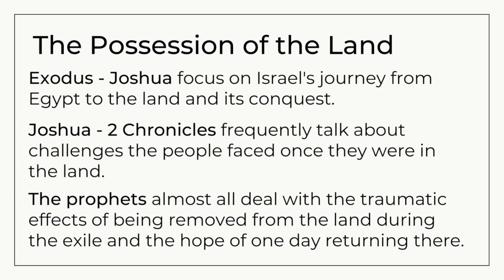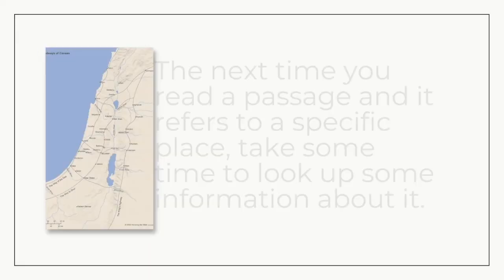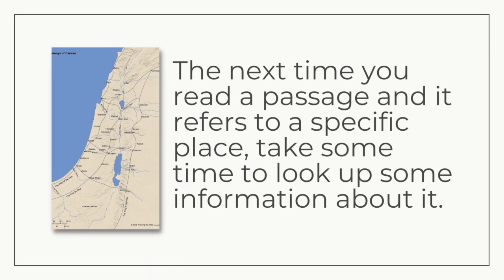It's safe to say there are three major characters in the Old Testament: God, the people, and the land. Since the land of Israel plays such a prominent role in the Old Testament, we should take some time to familiarize ourselves with it. The next time you read a passage and it refers to a specific place, take some time to look up some information about it. You may be surprised how that simple activity can help you understand the Bible better.